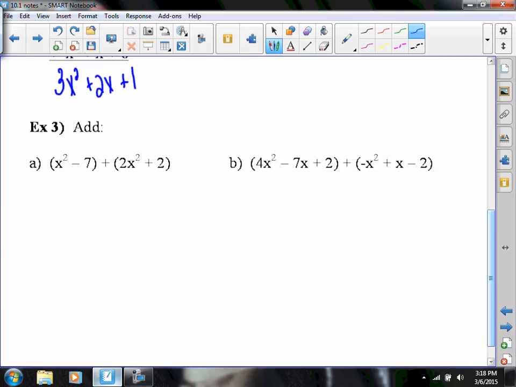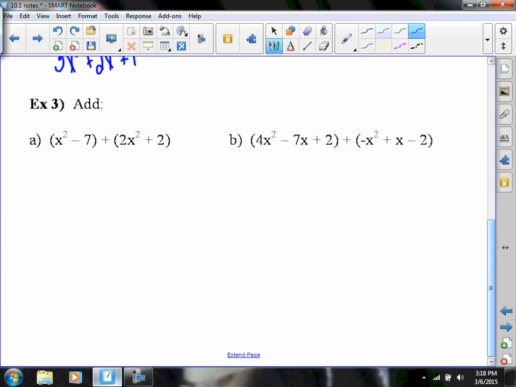Okay, so let's try this in example 3 here, and I can do one of each. Okay, for my part A, I'm going to do the vertical form. I have a binomial and a binomial. I have the x squared minus 7 and the 2x squared plus 2. So I have my x squared and an x squared and my number and my number. Okay, so underlining them in the same way or highlighting them or circling or boxing them, that will help you see which terms are the same so you can combine them together.